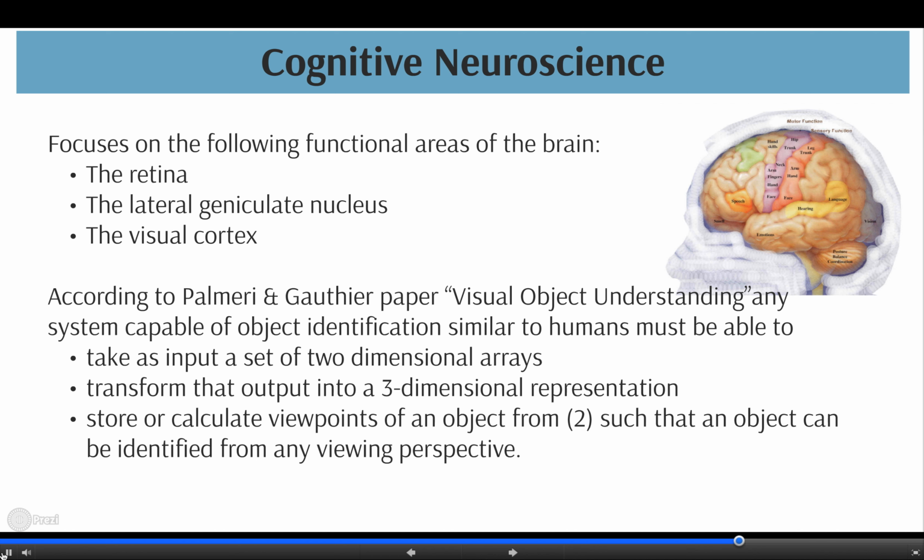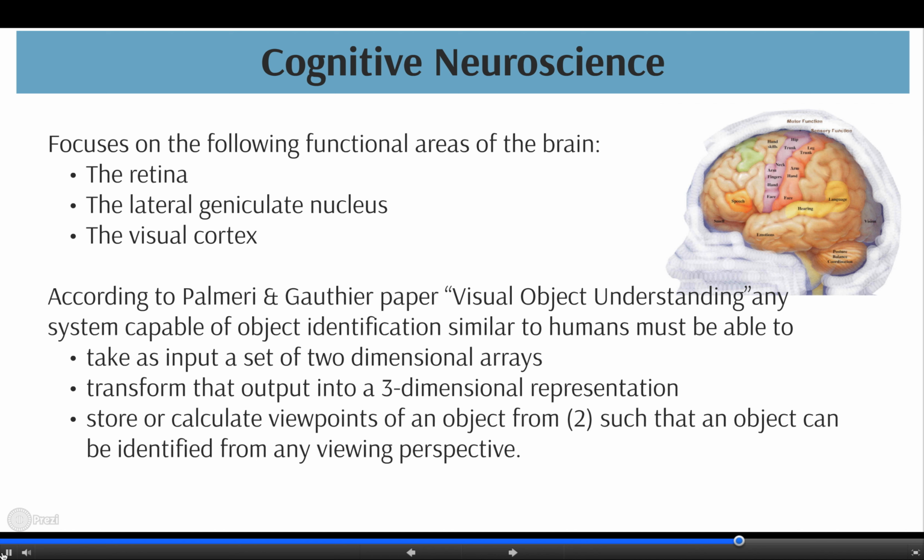The last area, and the most modern, is neuroscience. Neuroscience has taken a fundamentally different approach to cognitive science. This approach attempts to model cognition based on how the human brain has divided its processing roles. Specifically, neuroscience is focused on the three primary areas of the brain as related to vision: the retina, the lateral geniculate nucleus, and the visual cortex.